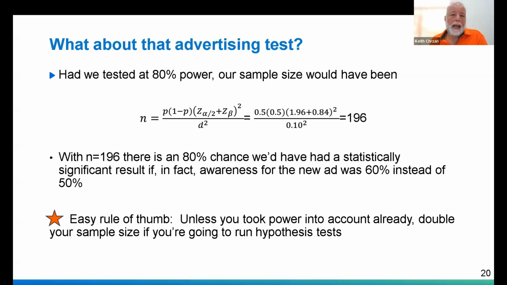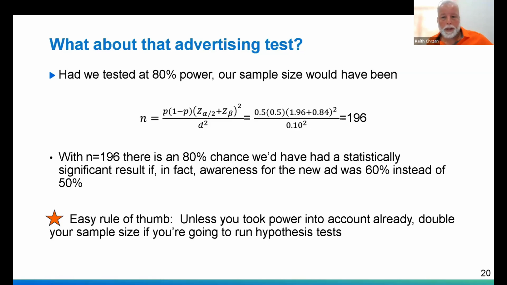So let's go back and rethink that advertising test. Now we're going to use the right formula, the one that has z beta in it. If we're going to test at 80% power, that z beta is 0.84. And when we do our little formula there, we end up with a sample size of 196. With a sample size of 196, there's an 80% chance that we'd have a statistically significant result if, in fact, awareness for the new ad really was 60% instead of 50%. So if we really would get a 10% bump, we now have an 80% chance of finding it, whereas before we only had a 50% chance of finding it.